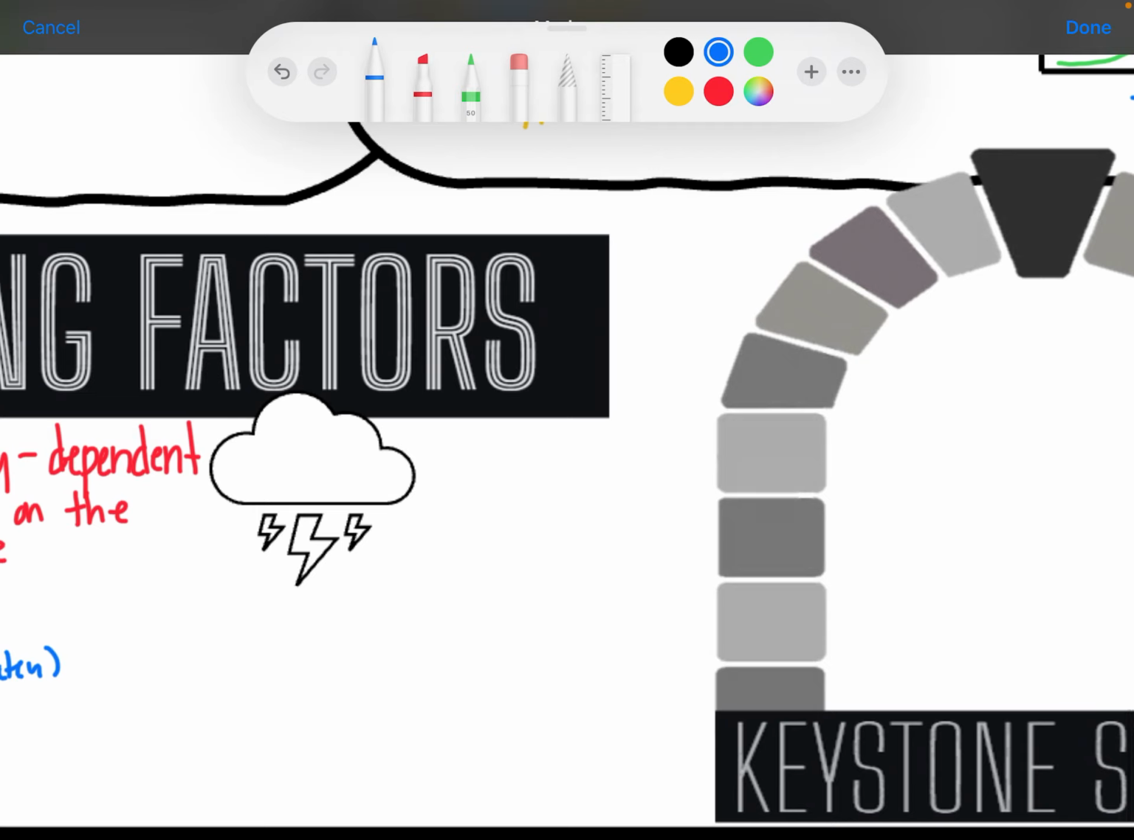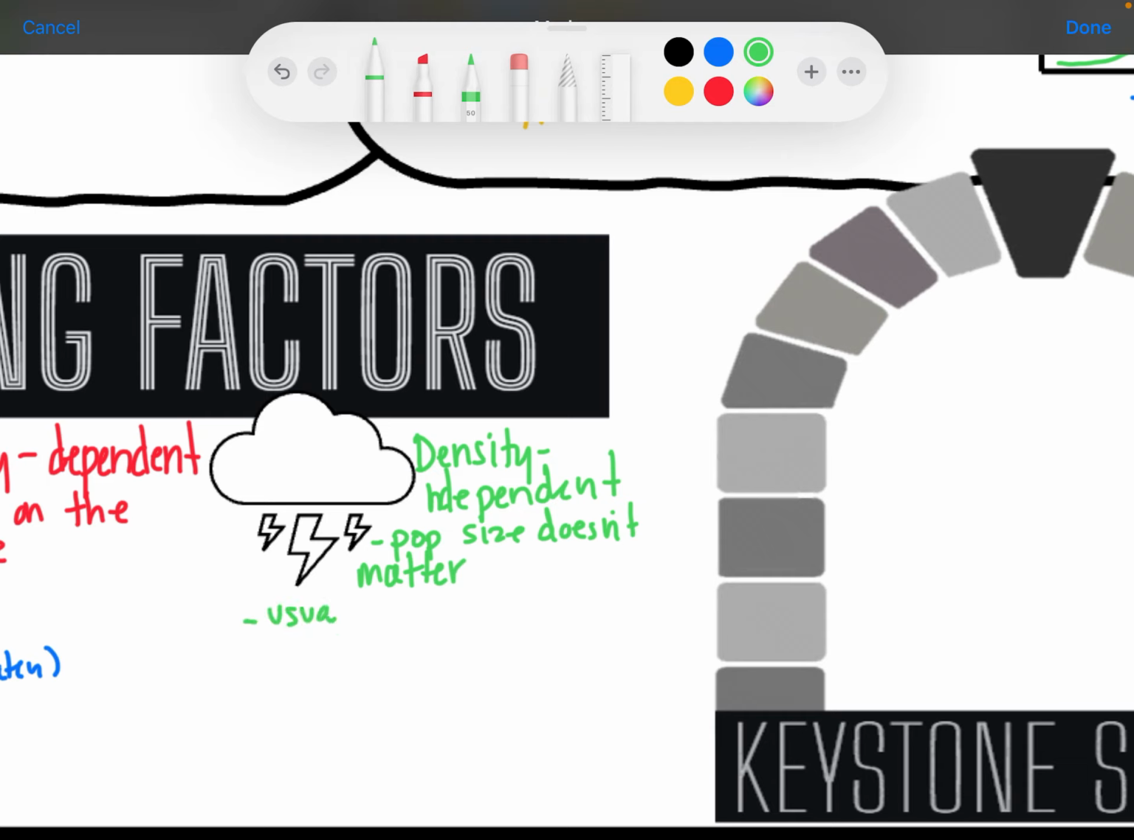So what are the things that are not density dependent? They are called density independent. Let's rephrase this. Let's write pop size doesn't matter, because these are things that are usually abiotic. So these are usually just things that happen.